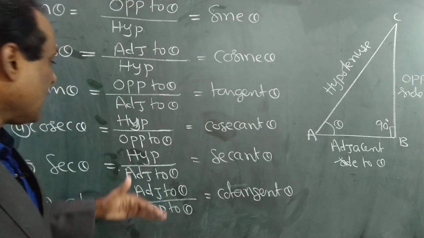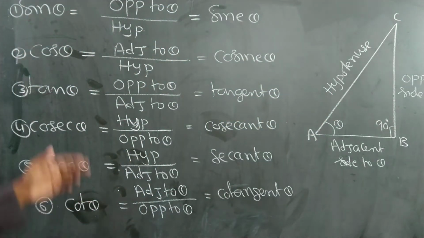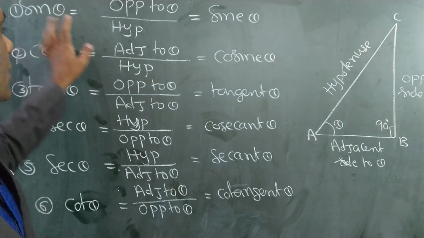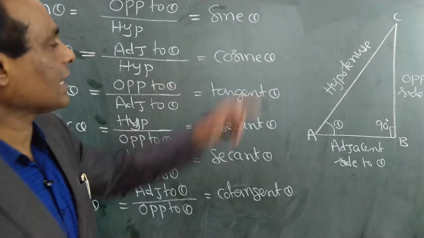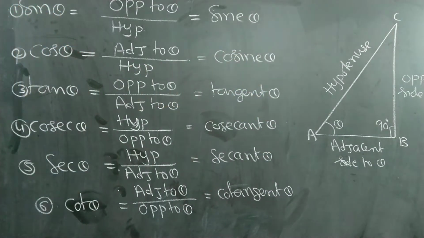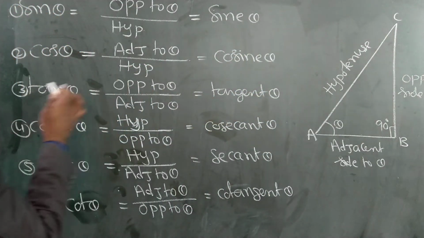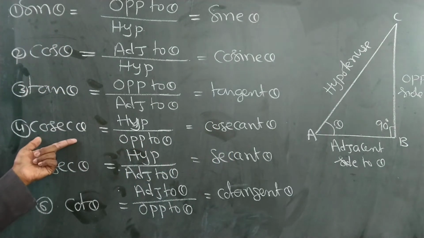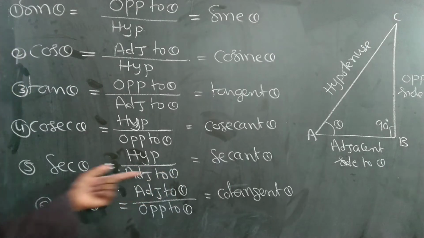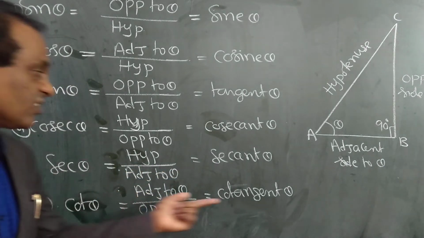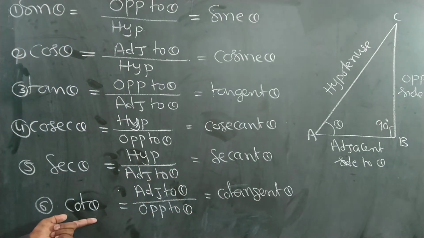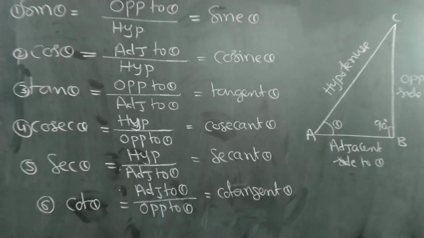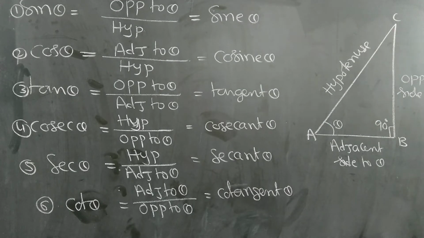So these are the names of the 6 trigonometric ratios. Sine, S-I-N-E actually, but we write only sine. This is cosine, but we call it only cos. This is tangent, we call it tan. This is cosecant, we write only cosec. This is secant, but we write it as sec. This is cotangent, but in short form we call it cot. Write down these ratios. Write neatly.